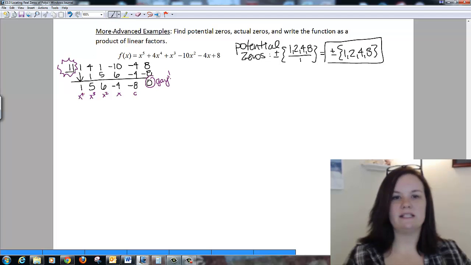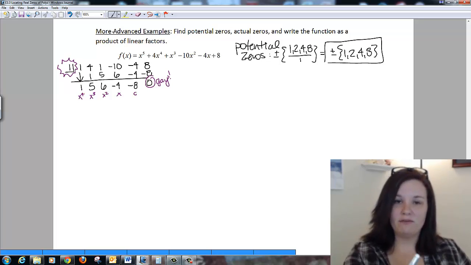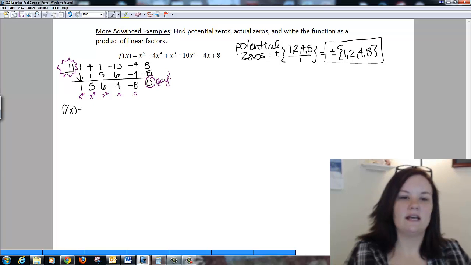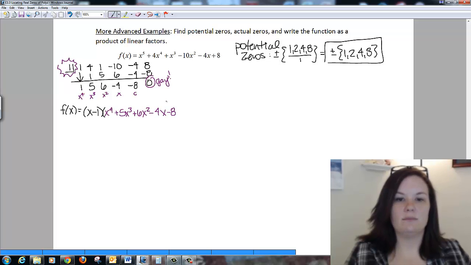So what I'm going to do is, instead of starting with my original function, I'm going to take my other factor here and keep going with synthetic. So I'm going to go ahead and write down now what I have is f of x is the same as the factor that we just found, which would be x minus 1, times this remaining factor, which is x to the 4th plus 5x cubed plus 6x squared minus 4x minus 8.